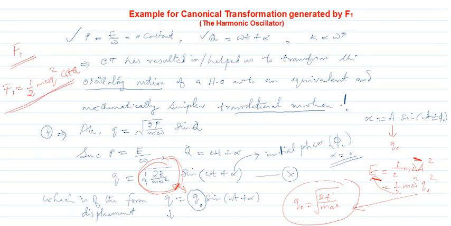This f1, or this generating function, has helped us to transform the problem from the oscillatory one into a translational one without losing any physics that was involved in the problem.